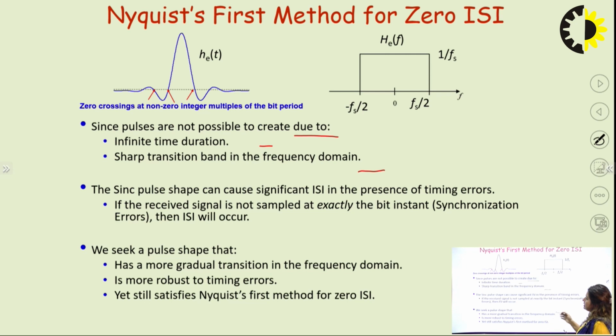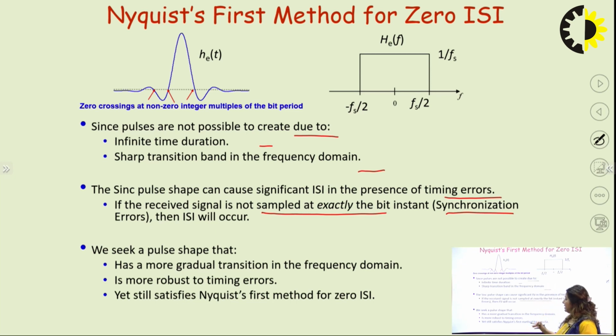The sinc pulse shape can cause significant ISI in the presence of timing errors. If the received signal is not sampled at exactly the bit instant, that is, if there are synchronization errors, then ISI will occur. So the sinc pulse shape can obviously cause significant ISI in the presence of timing errors if we do not have proper timing synchronization, and then ISI will occur at the sampling instant also.